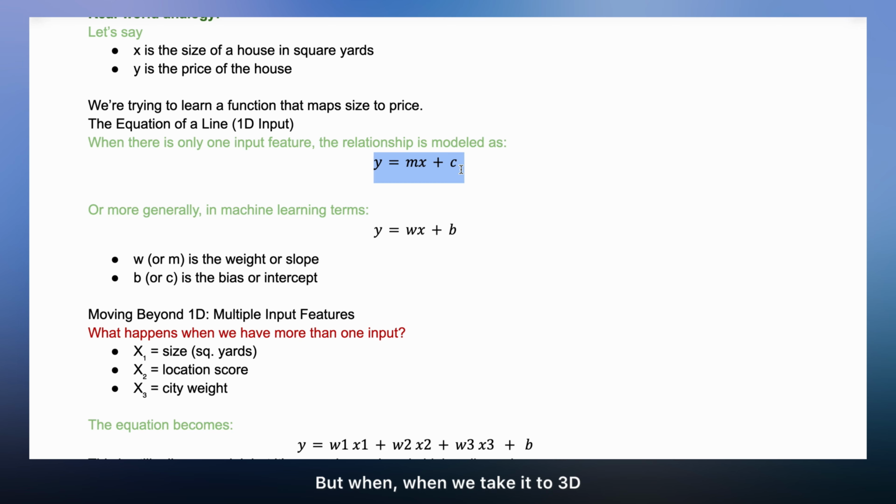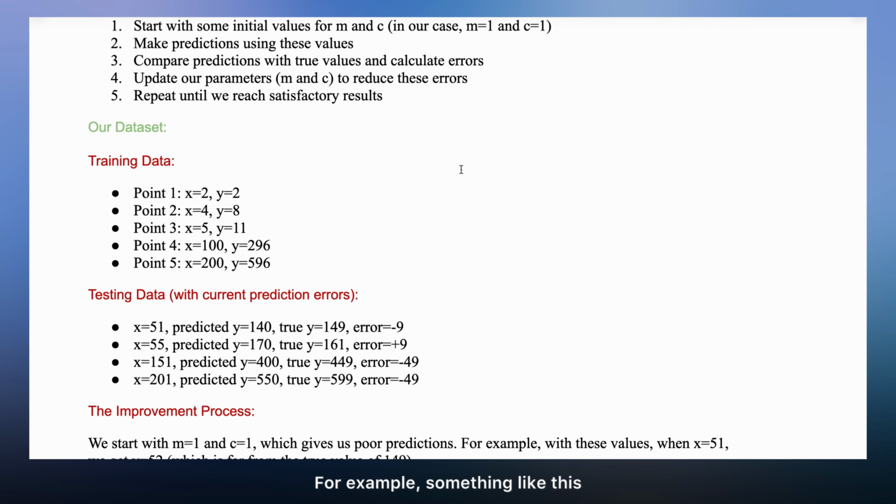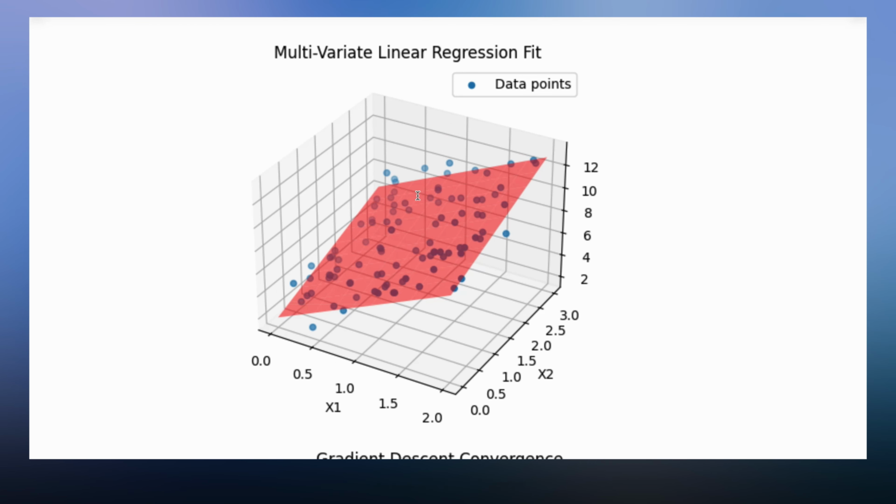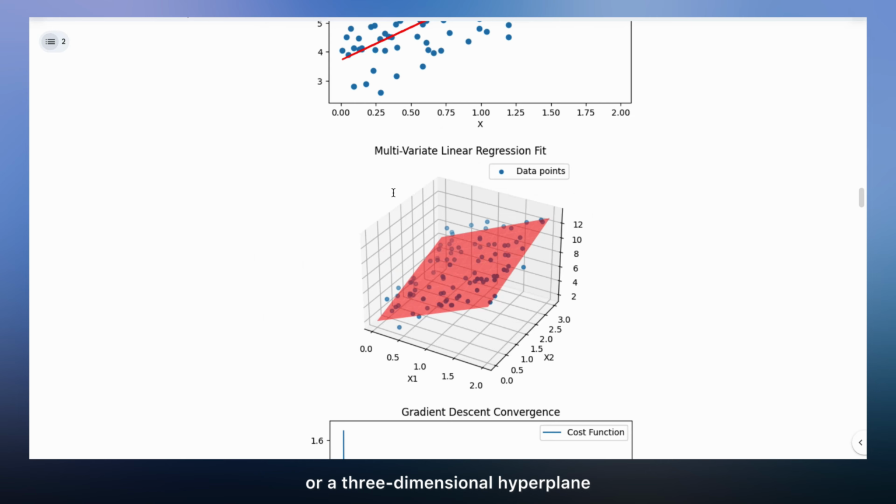But when we take it to 3D, it might be a 2D plane, right? For example, something like this. It is still a linear model. If I extrapolate to one more dimension, from 3 to 4 dimensions, it's going to be a three-dimensional hyperplane. In n dimensions, I will produce something known as an n minus one dimensional hyperplane. In 2 dimensions, I will produce a one-dimensional line, right?